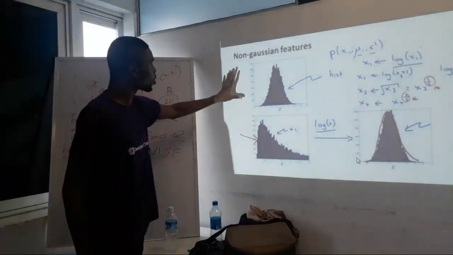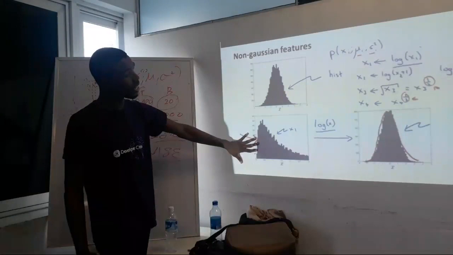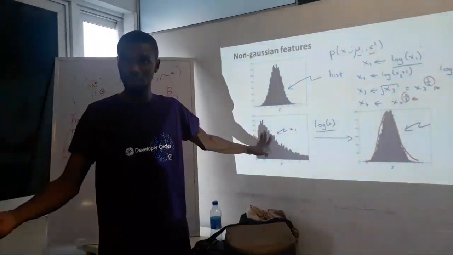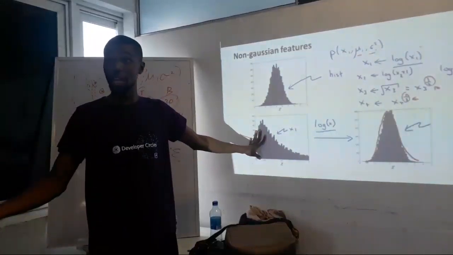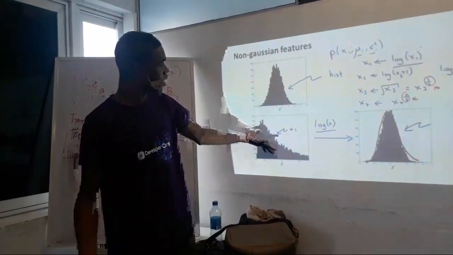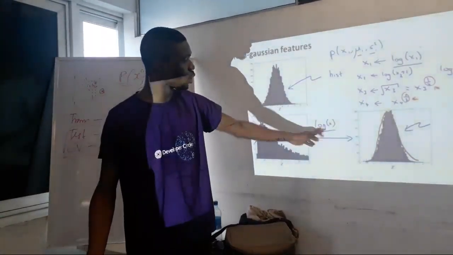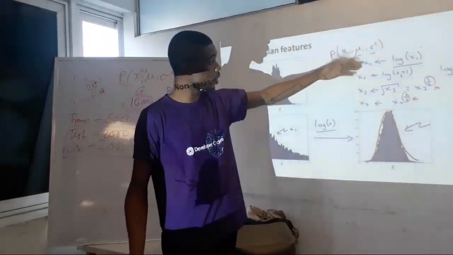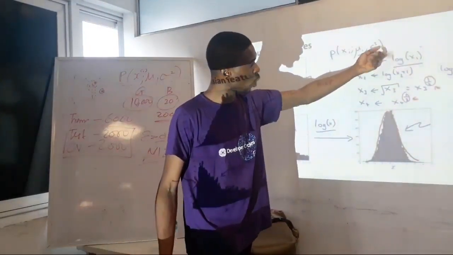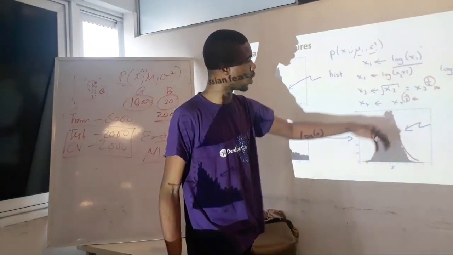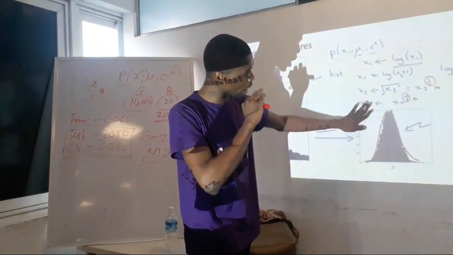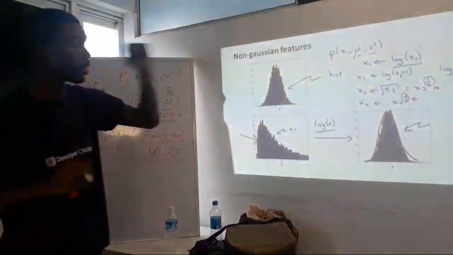Okay, so like this, you want to transform into a Gaussian distribution. What you're going to do is transform this value to another value. These values are more or less your features. You can apply log, you can apply log x plus 1, you can apply root x, you can apply x raised to power 1 over 3.